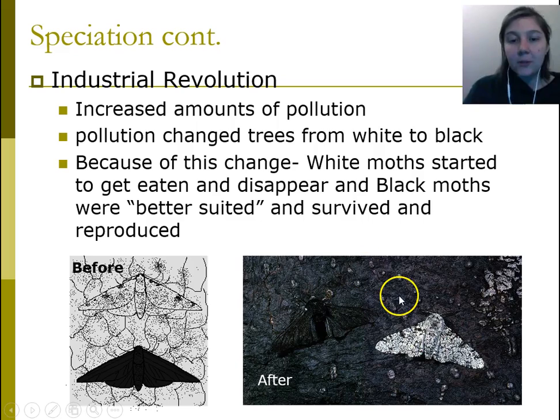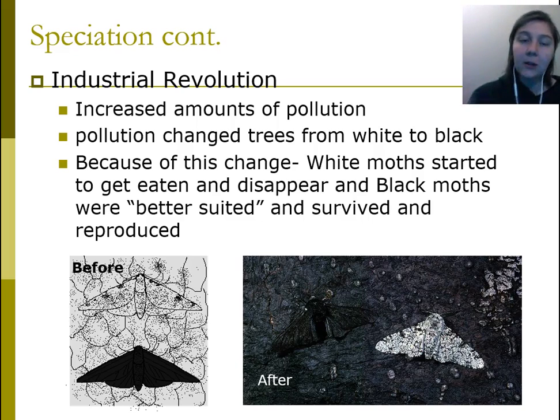Industrial Revolution, I'm sure you learned about this in middle school. When we had increased amounts of pollution due to the Industrial Revolution and the building of factories and a lot of air pollution, soot and all kinds of nasty stuff from the factories accumulated on the trees, and that made those trees much darker. And so because of this change, the white moths started to get eaten more frequently, and the black moths were now better suited, so they would survive and reproduce, and over many, many generations, we would see far less white moths being born.